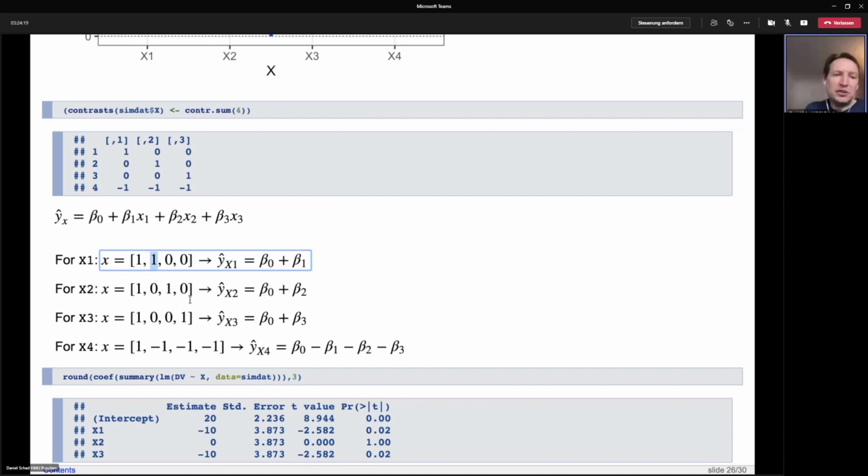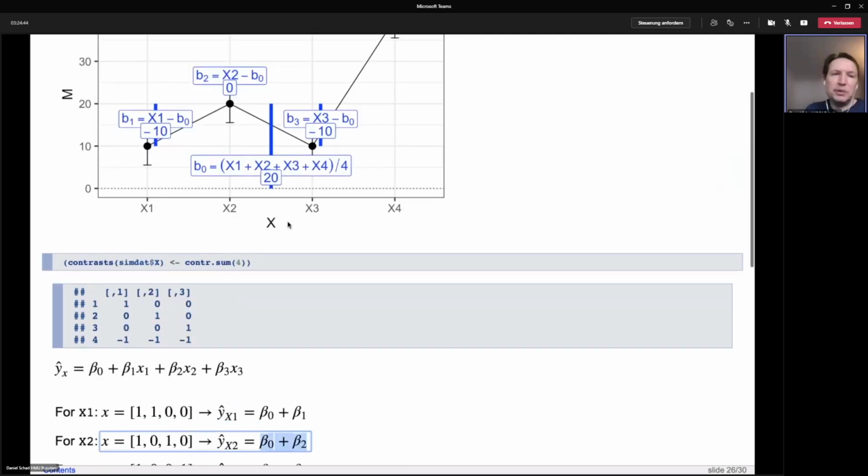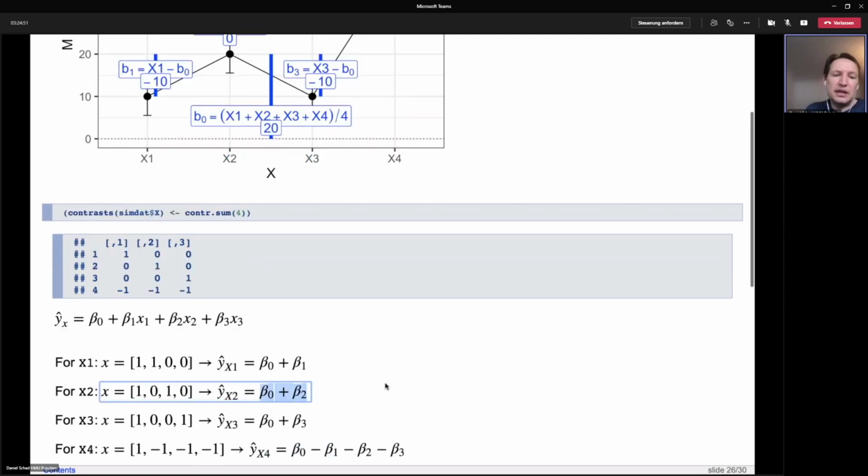And the same result occurs for the other conditions, x2. We have the intercept, and then we can see here the contrast values for x are 0, 1, 0, 0, 1, 0. So x1 falls out, x3 falls out, and beta 2 remains. So to obtain the mean of x2, we have to compute beta 0 plus b2. So beta 0 plus b2 gives us exactly this value of 20.